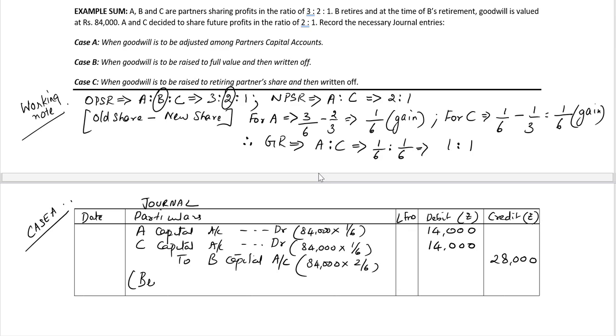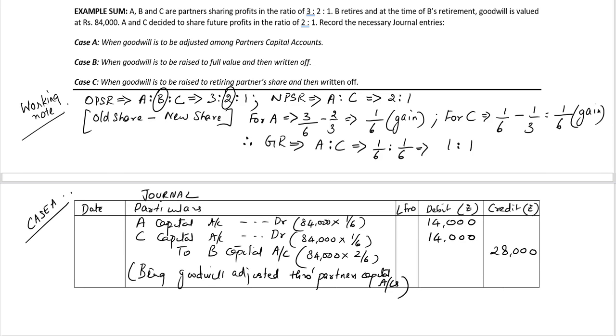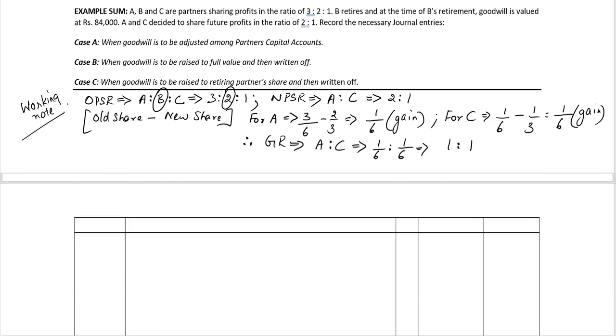Narration being goodwill adjusted through partners' capital accounts. So we've used the first method to solve the sum. Let's go to the second method as per case B.